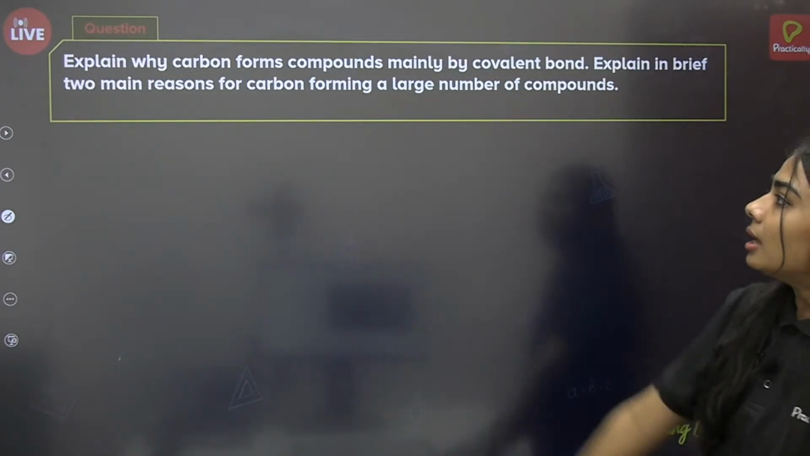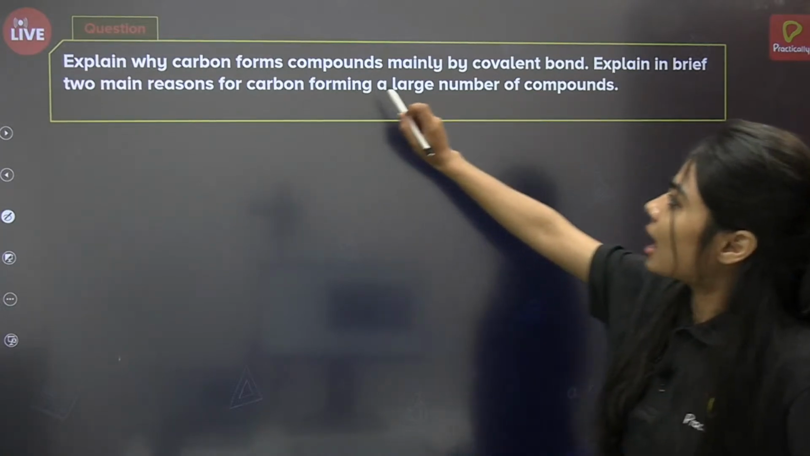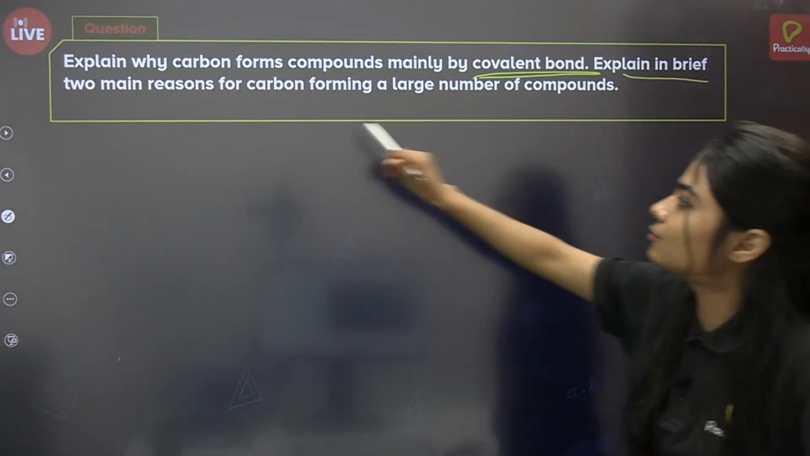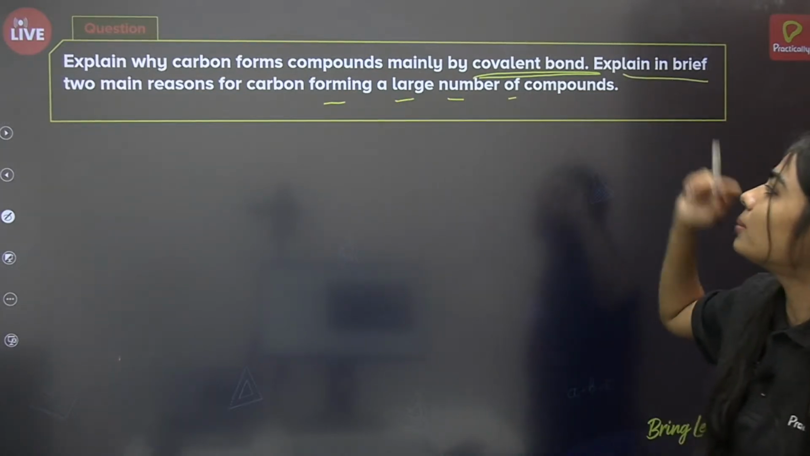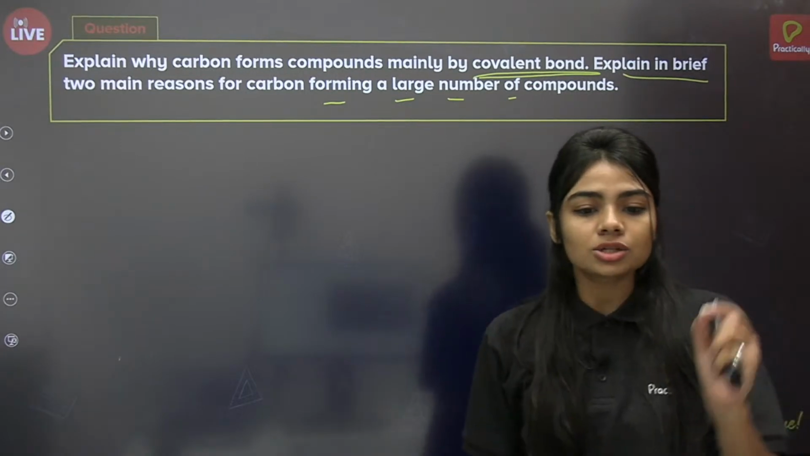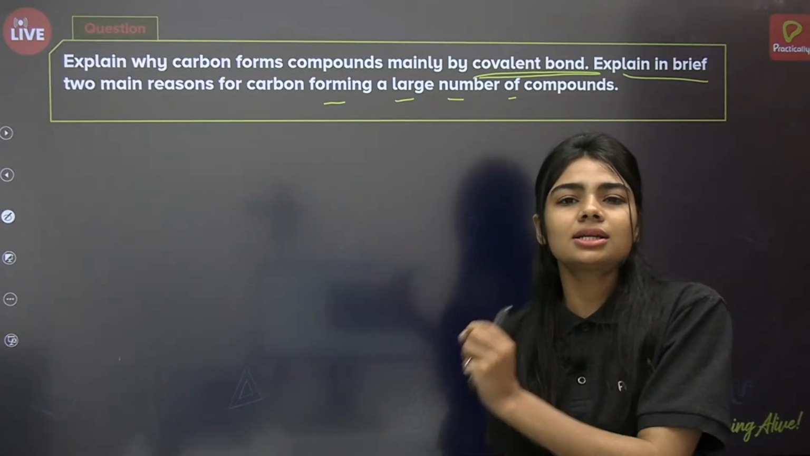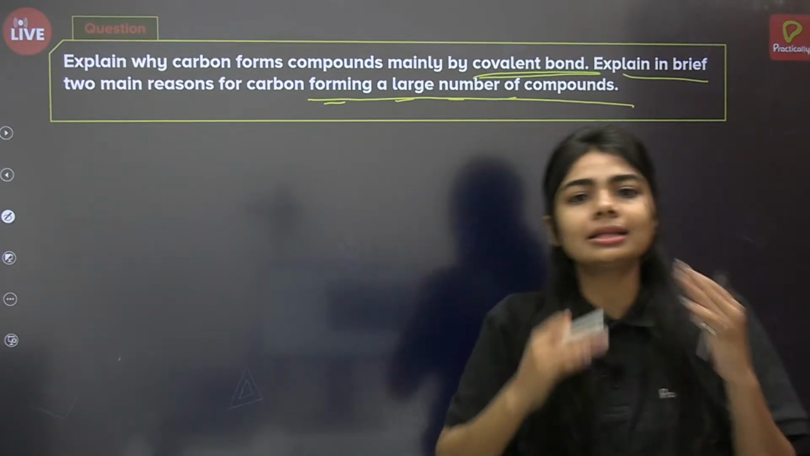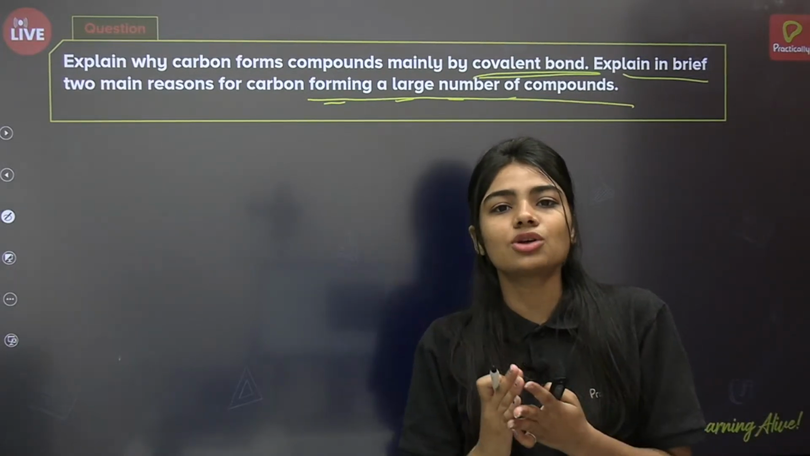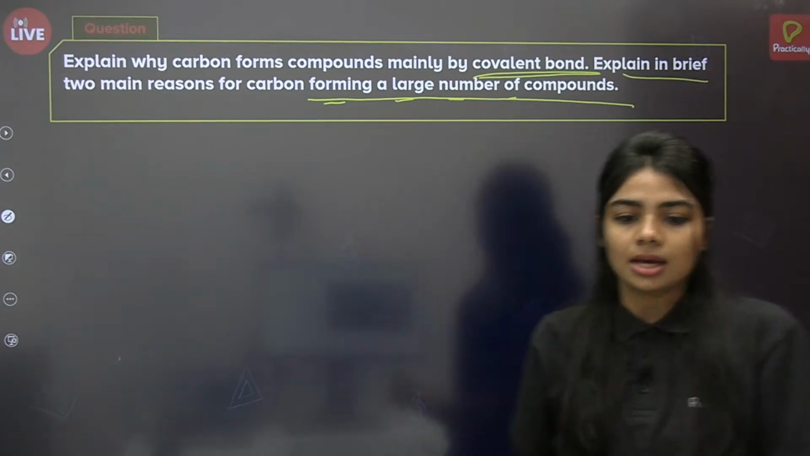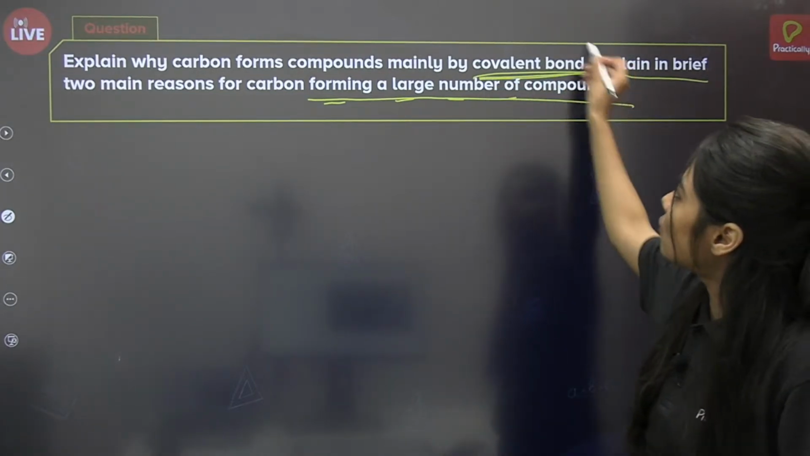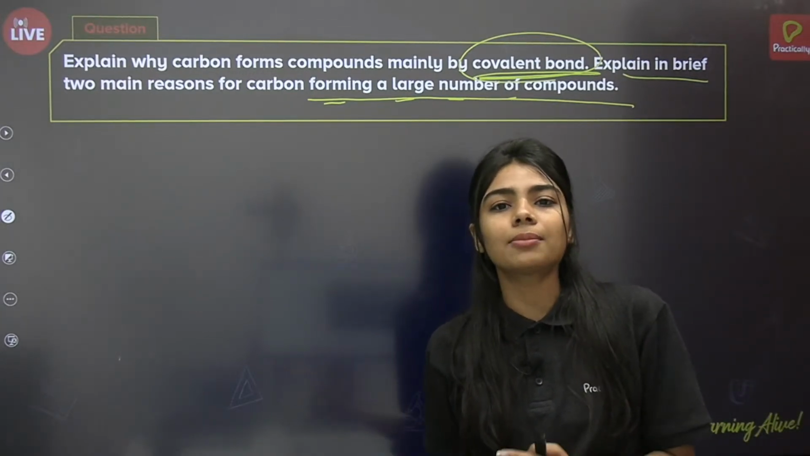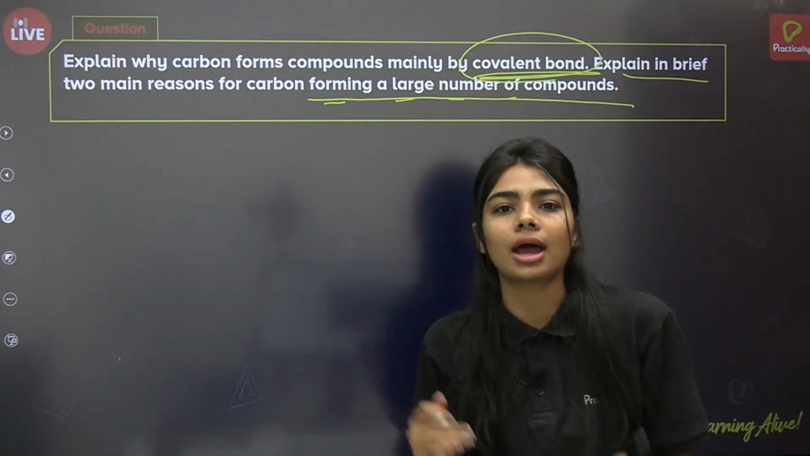Now, last question. Explain why carbon forms compounds mainly by covalent bond. Explain in brief 2 main reasons for carbon forming a large number of compounds. So, what is the reason behind this formation of a large number of compounds? Again, the same thing comes. That is your catenation and tetravalency. So, why are they forming covalent bond only? Why not ionic bond? This is also the question. Why is carbon forming only covalent bond, not ionic bond?